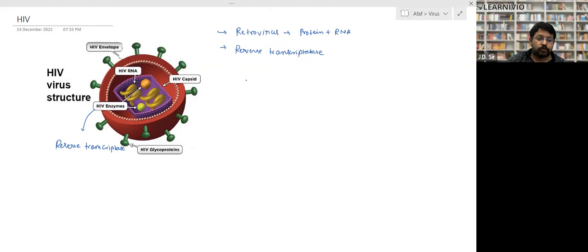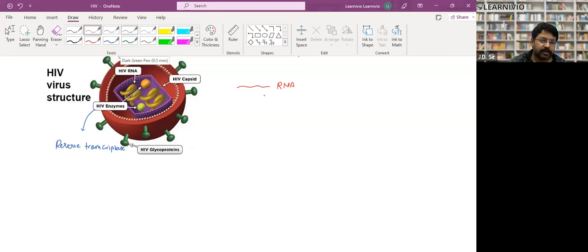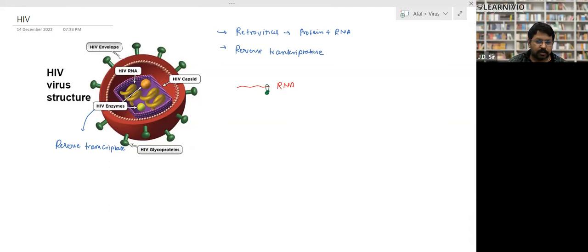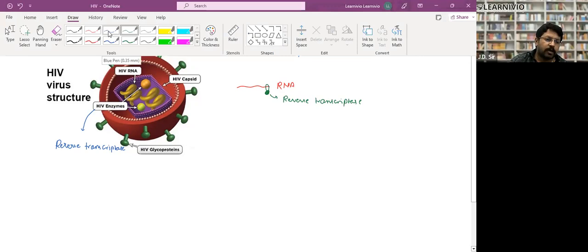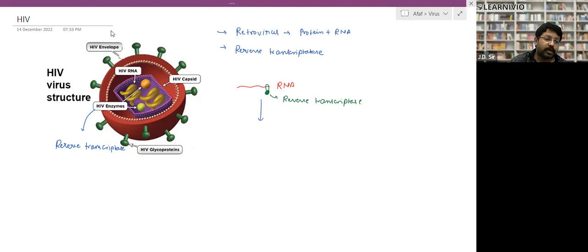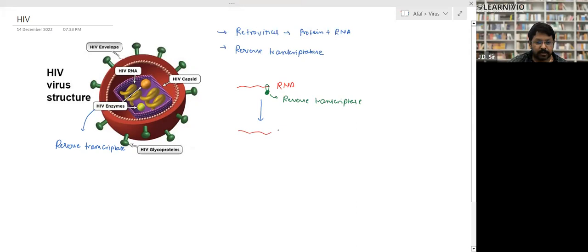So it has RNA. But along with the RNA, we understood that it has an enzyme, and the name of that enzyme is reverse transcriptase. So that enzyme is present over there. With the help of this enzyme, it will go inside the human body, and from RNA it will make DNA. What kind of DNA? DNA of the virus. So the function of reverse transcriptase is formation of DNA on an RNA template. Is it clear?